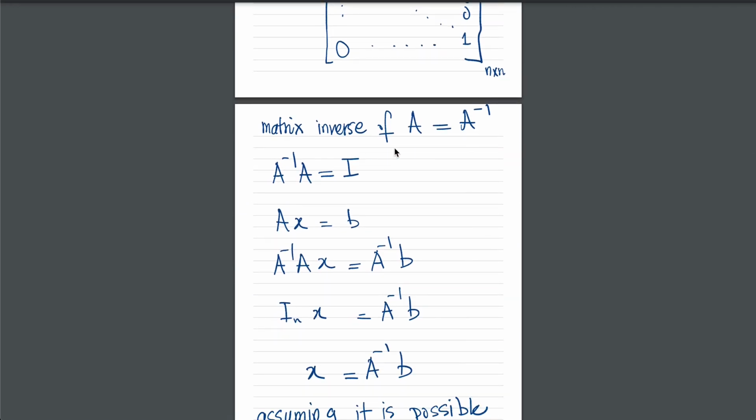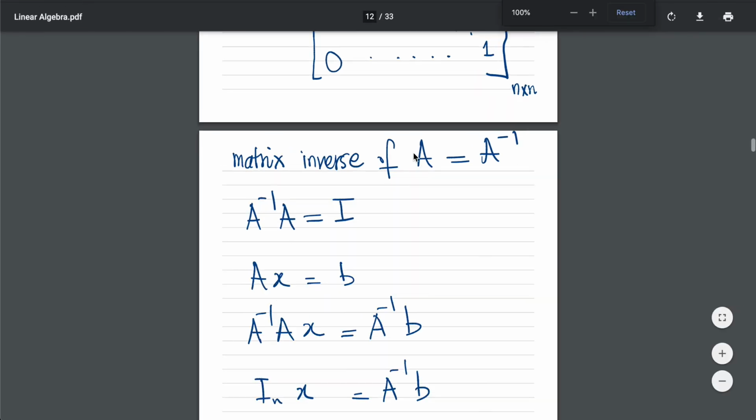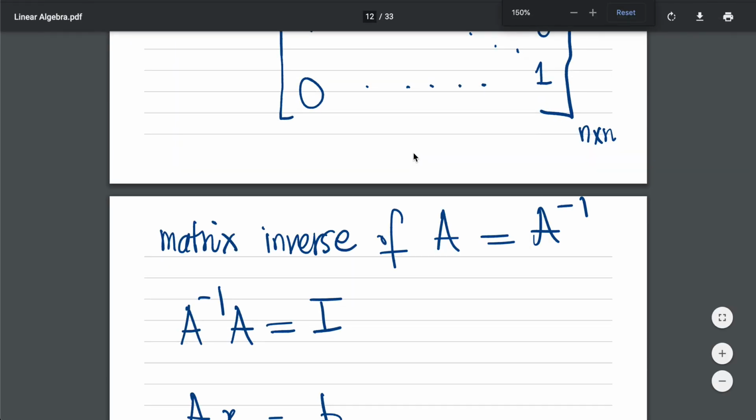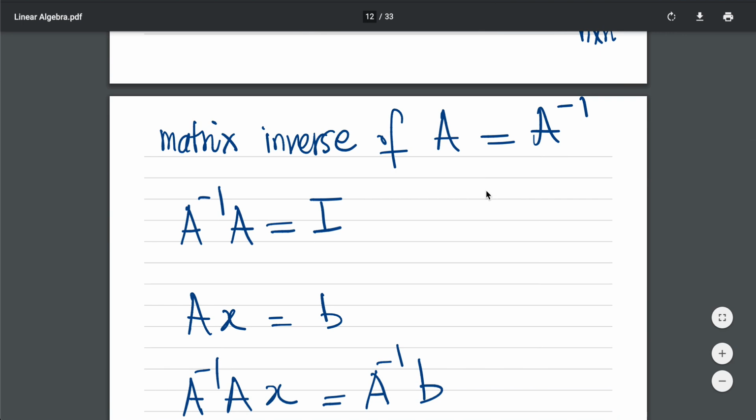Now, matrix inverse of A is denoted by A to the power of -1. And let me just say it, that this inverse may not exist for every matrix, but if it exists, it is such that if you multiply it by the matrix itself, you get identity.